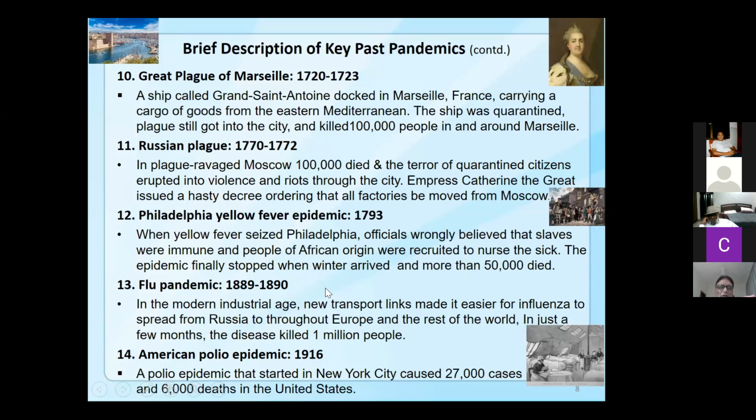Flu pandemic of 1889-1890. In the modern industrial age, new transport links made it easier for influenza to spread from Russia throughout Europe and the rest of the world. In just a few months, the disease killed 1 million people. The American polio epidemic in 1916 started in New York City and caused 27,000 cases and 6,000 deaths in the US.